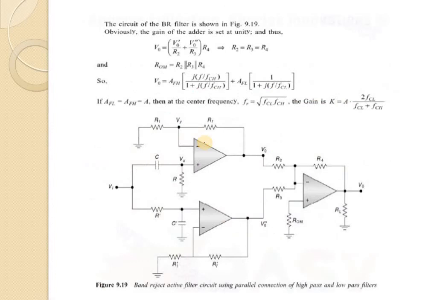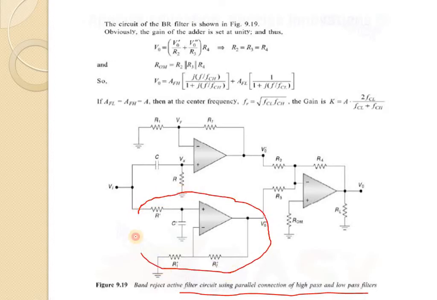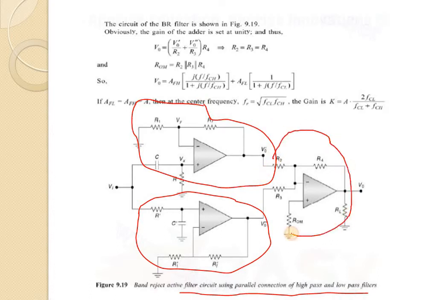Now the circuit of the band reject filter is shown here. This is the band reject active filter circuit using parallel connection of high pass and low pass filters. This is the high pass filter part, and this is the low pass filter part, and this is the adder circuit to which they are added. This is our output voltage.